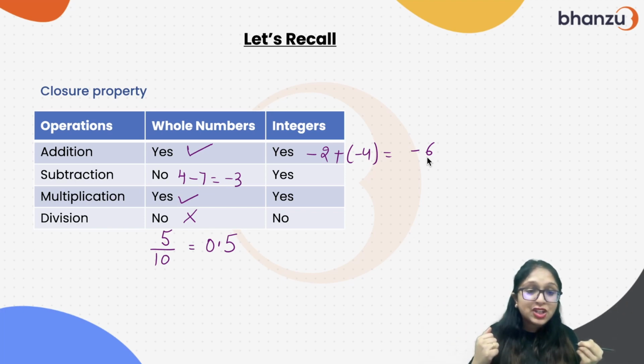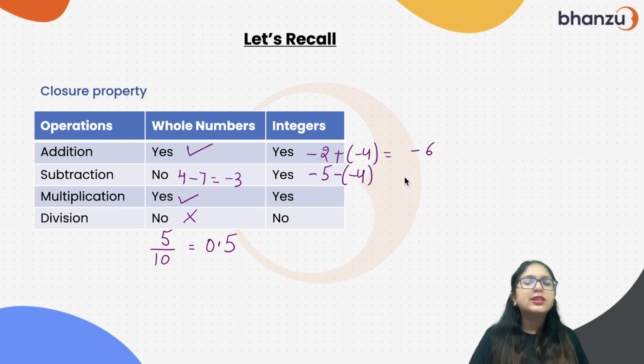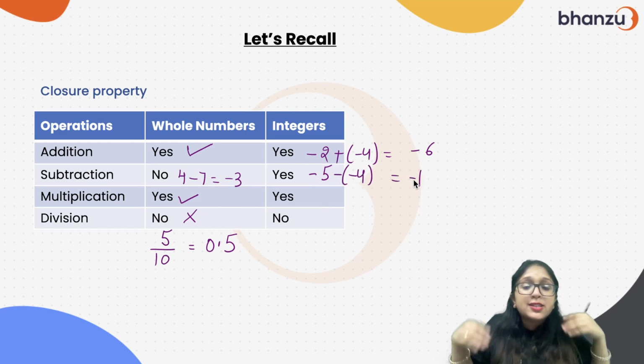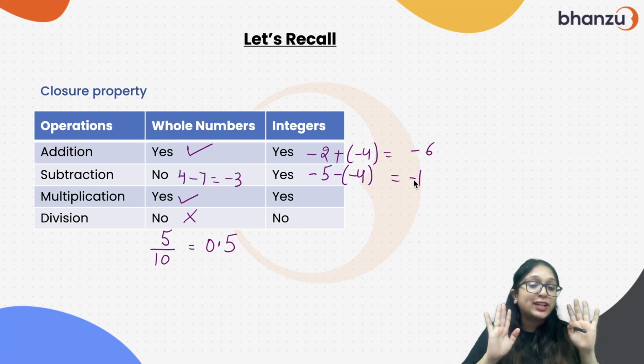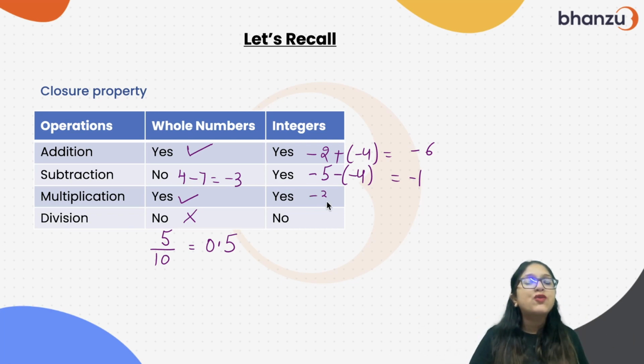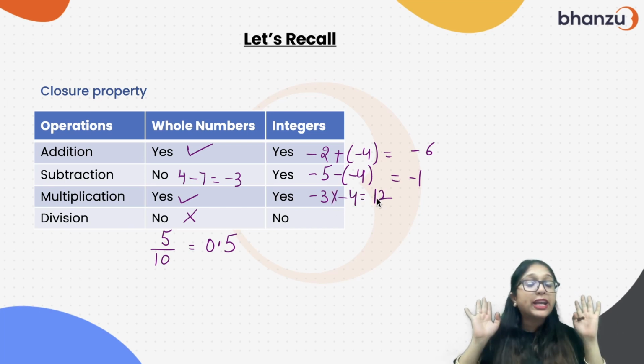Let's check subtraction. Now let's say minus 5 minus minus 4. This is going to be minus 1. This is again an integer, so integers are closed under subtraction. What about multiplication? Minus 3 multiplied by minus 4 is what? 12. So here you can say that integers are closed under multiplication.